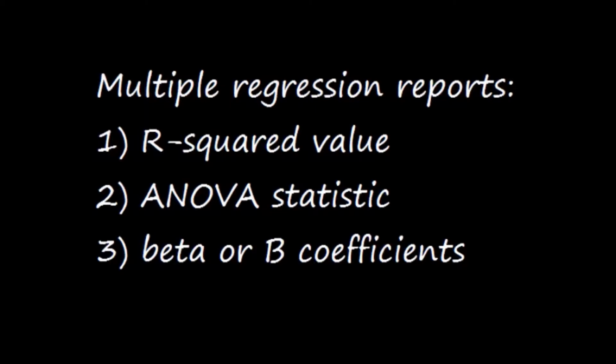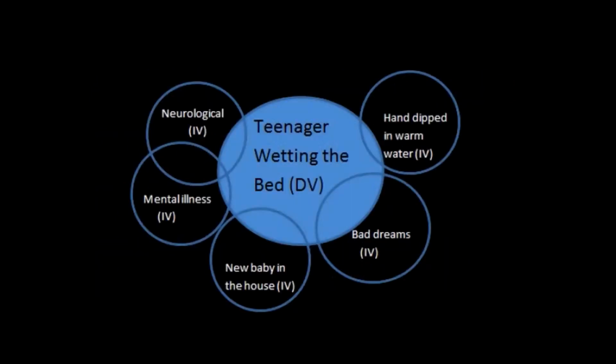Here we'll show you an example of a multiple regression using the enter method and the 3 statistics that must be reported: the R² value, the ANOVA statistics, and the beta or the B coefficients. In our example, the dependent variable is a teenager wetting the bed. The independent variables that could be affecting our dependent variable are your hand being dipped in warm water, having bad dreams, having a new baby in the house, having a mental illness, or having a neurological disorder.